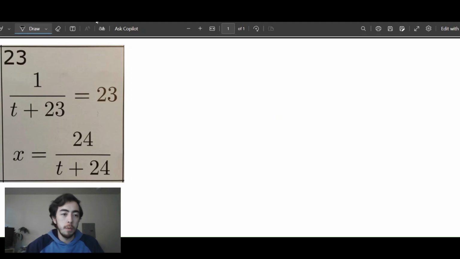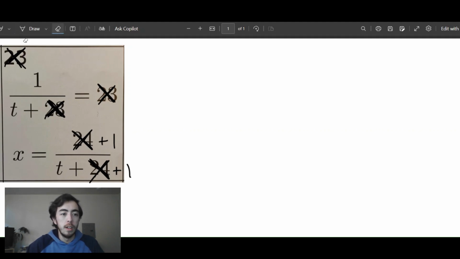So again, I'm claiming that this 23 isn't anything special. If I replace all of my 23s with x's, I'll get something like this. Then I'll replace all my 24s with x plus 1s. My claim is that it didn't really matter that we had the number 23. We're always going to just get x back right here.